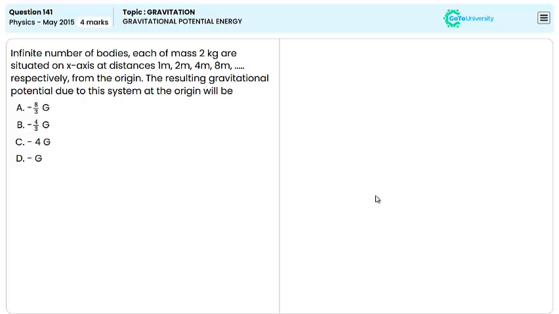This question involves calculating gravitational potential at the origin due to an infinite number of bodies which are positioned along the x-axis at the distances 1 meter, 2 meters, 4 meters and 8 meters. The gravitational potential due to a single mass m at a distance r is given by V = -GM/r, where G is the gravitational constant, M is the mass of the body, and r is the distance from the body to the point of interest.